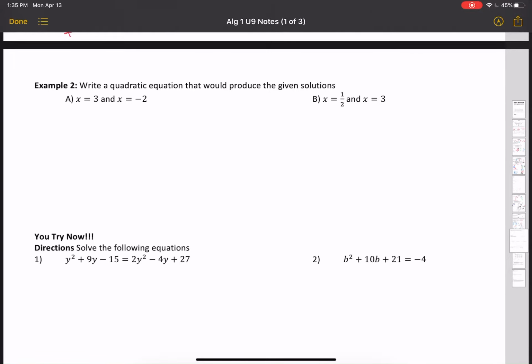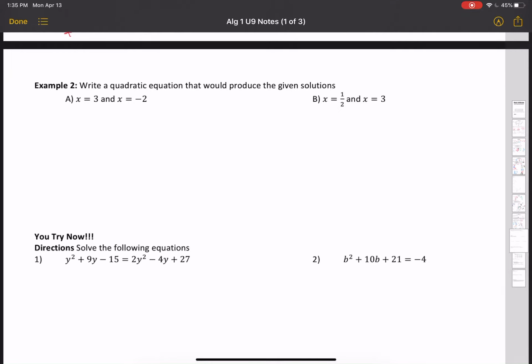So these can be a little tricky because what you're doing is you're actually given the solutions now. And you need to work backwards to write a quadratic equation that would give you those solutions after you factor and solve. Okay, so if we're going to work backwards, what that means is we need to figure out what each of our factors is.